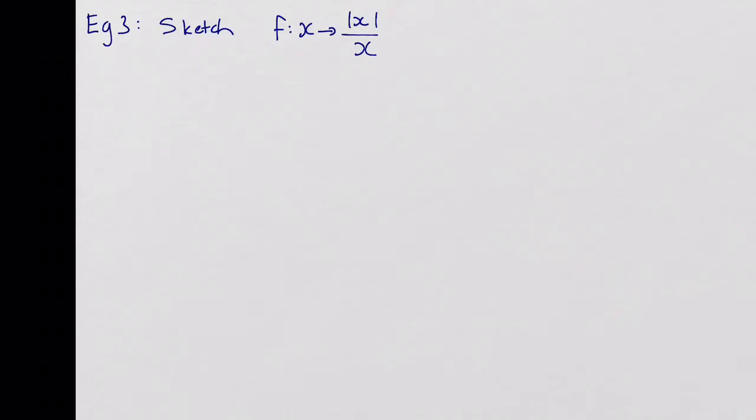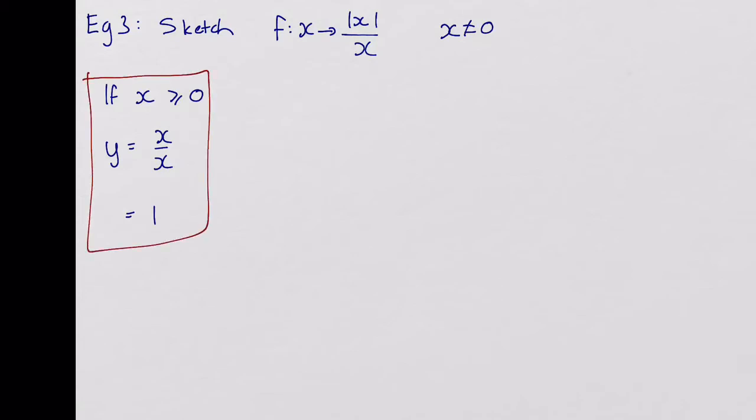So firstly, there is a restriction here. As soon as you've got a fraction with variables in the denominator, there's a restriction. So x cannot equal 0 here. Let's apply the definition. Firstly, if the inside of the absolute, in this case x, is greater than or equal to 0, then we have y equals x over x, which means y equals 1. Remember that is for that specific restriction.